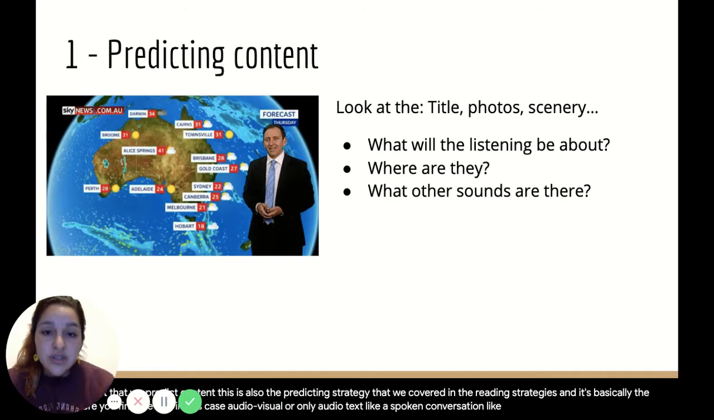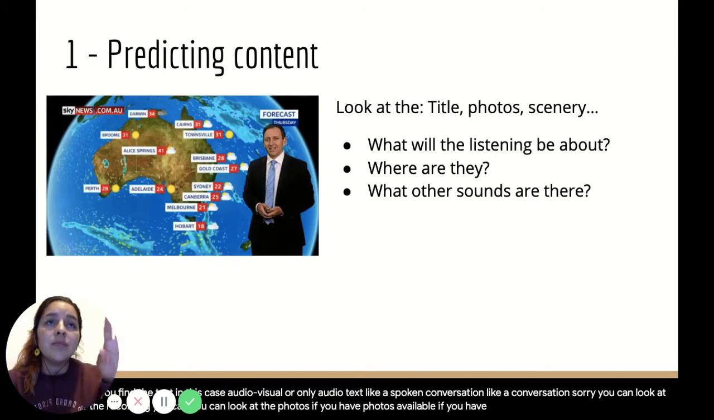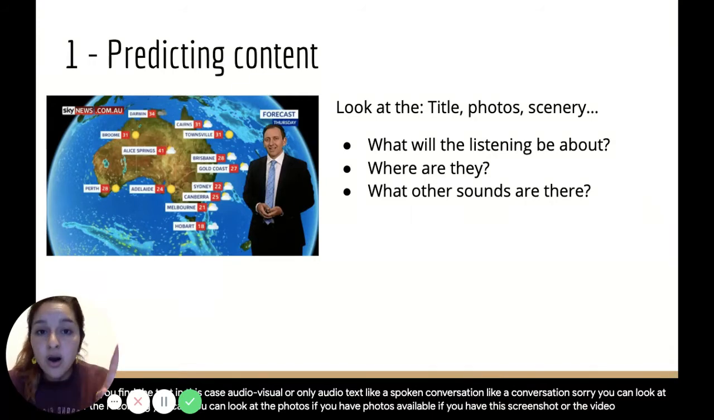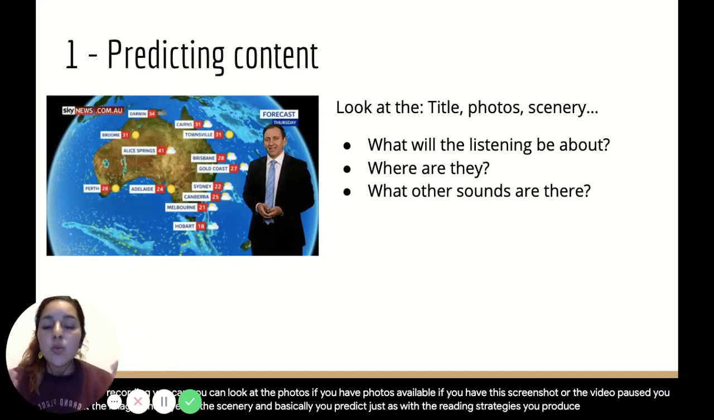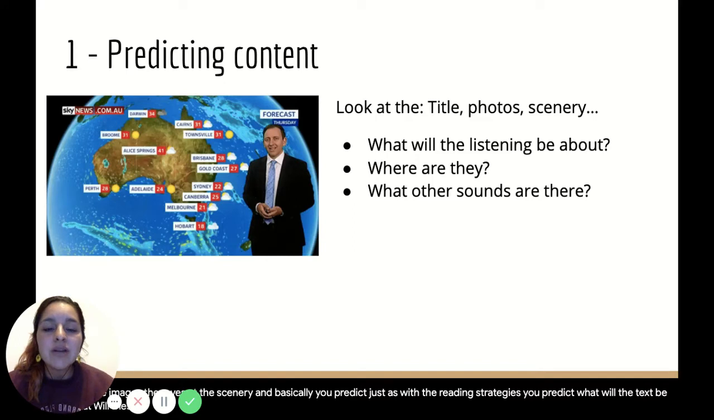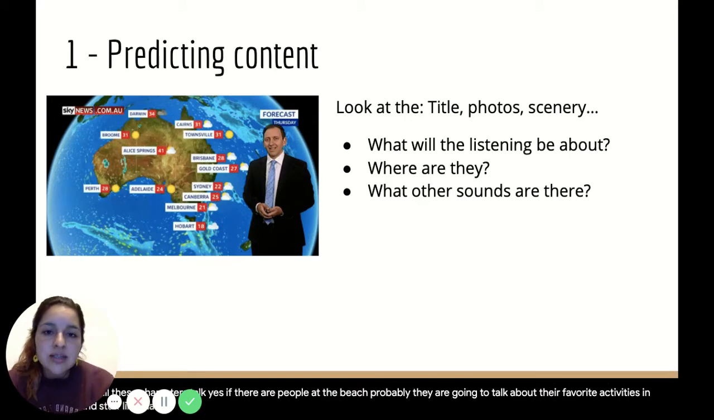Before you find the text, in this case audiovisual or only audio text, like a spoken conversation, you can look at the title of the recording. You can look at the photos if you have photos available. If you have the screenshot or the video paused, you can look at the images there, at the scenery, and basically you predict what the text will be about, what these characters will talk about based on the place. If there are people at the beach, probably they're going to talk about their favorite activities in summer and stuff like that. The place where people are located is important.